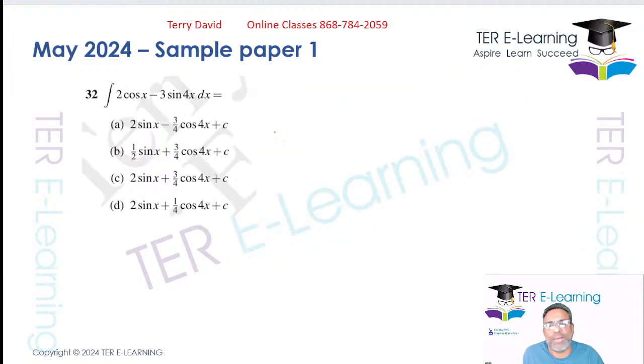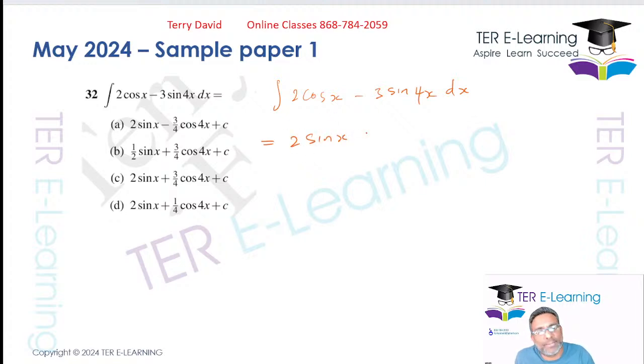Question 32, we have an integral of some trigonometric functions. So you're integrating 2 cosine x minus 3 sine x. So we want to integrate this here. We're going to integrate 2 cosine x. When you integrate cosine, you should get sine. So in this case, it's going to be 2 sine x. That's what you're going to get here.